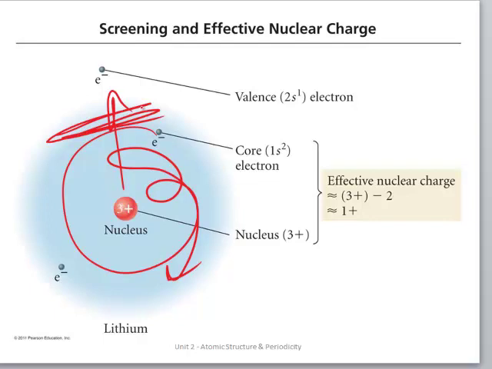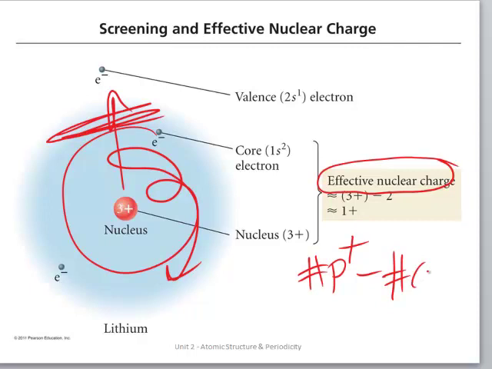observes. Okay, so what you can do is a quick measure of the effective nuclear charge for valence electrons, or what they observe, and that is the number of protons minus the number of core electrons.